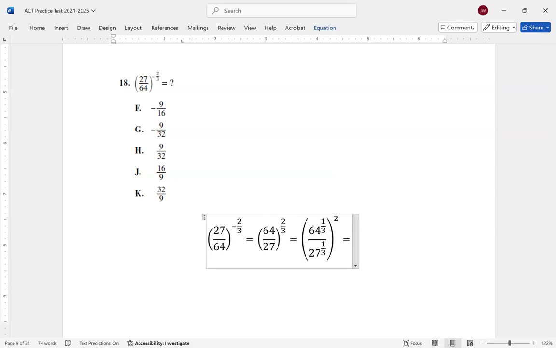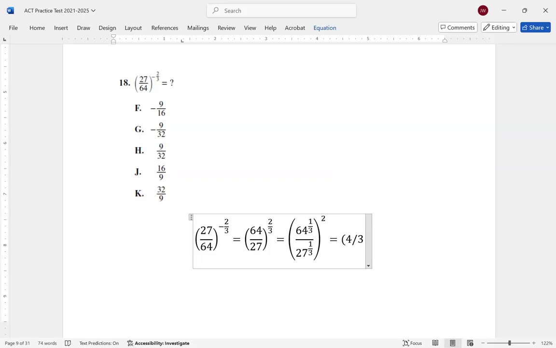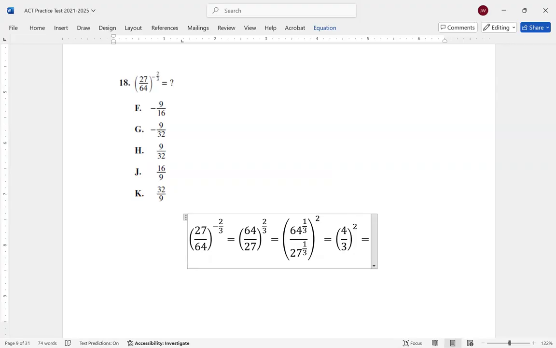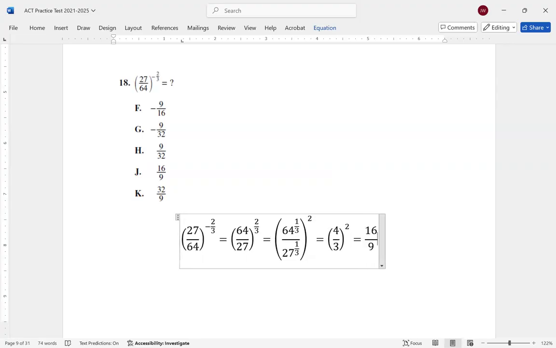Now I ask, what times what times what gives me 64? Well, 4 times 4 times 4 gives me 64. And then what times what times what gives me 27? 3 times 3 times 3 would give me 27. So we get 4/3 squared, which you can apply the 2 to both the numerator and denominator, giving you 16/9. So 16/9 is the answer to question 18, and that is option J.